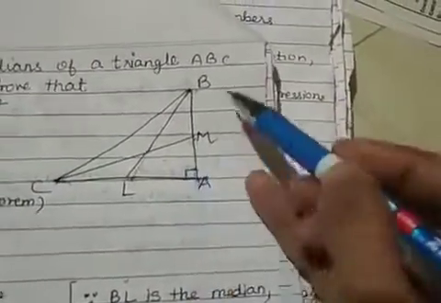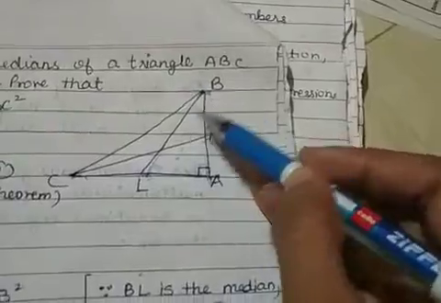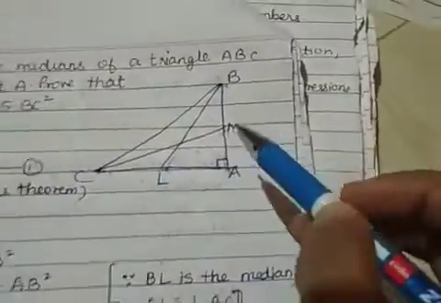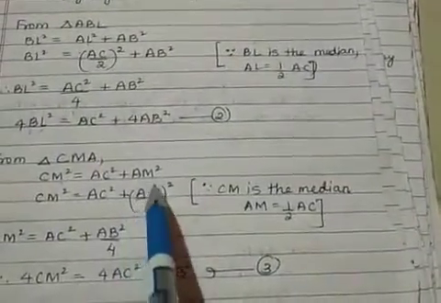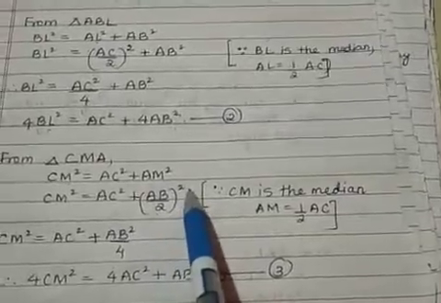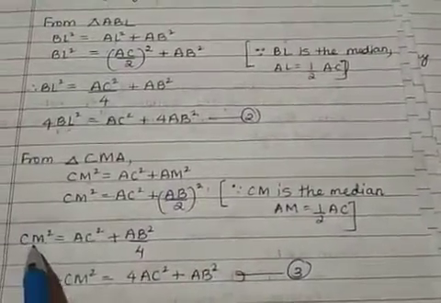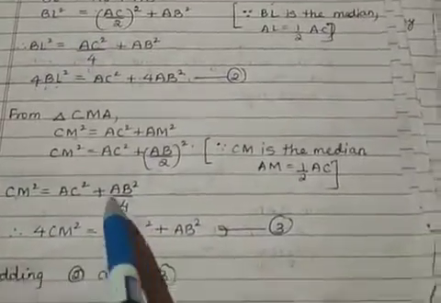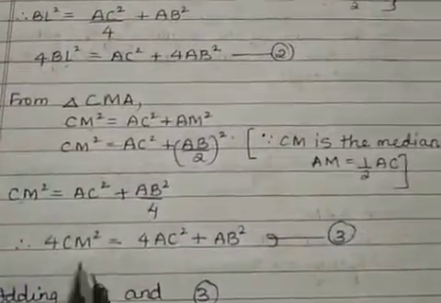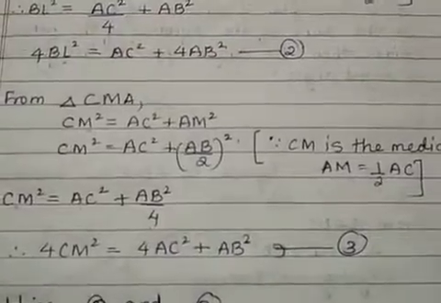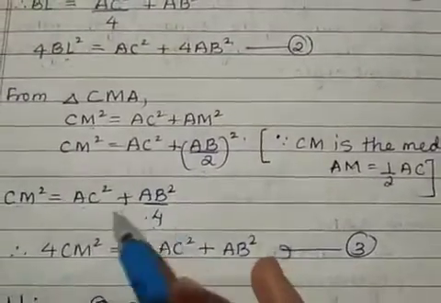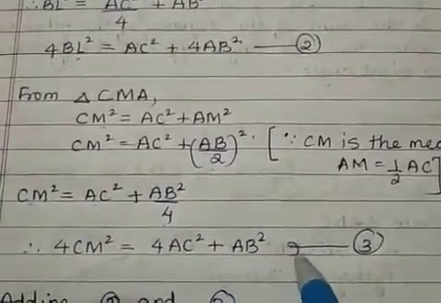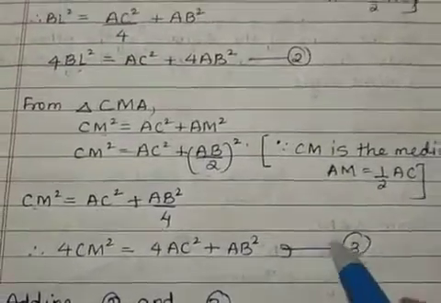Again, here AM is nothing but half of AB, correct? Because CM is your median. So AM is AB upon 2 the whole square. So CM square is equal to AC square plus AB square upon 4. On taking LCM, we get 4CM square is equal to 4AC square plus AB square. Let us number this equation as 3.